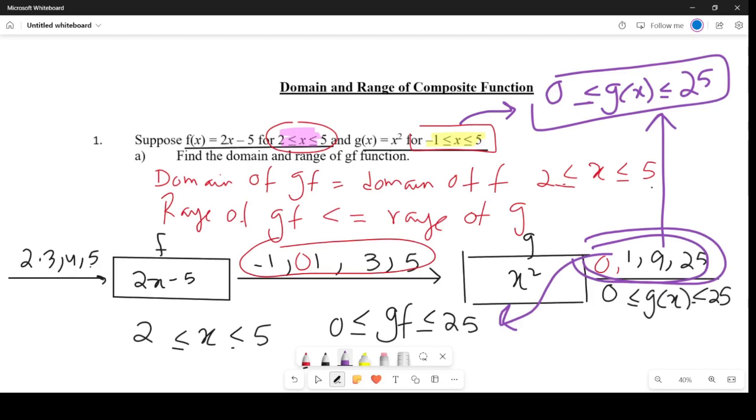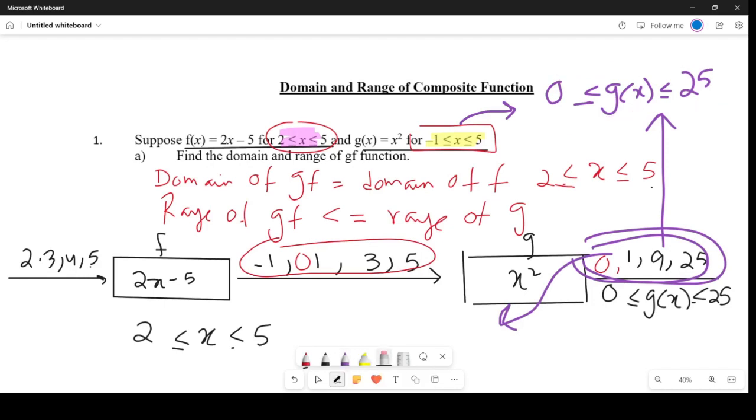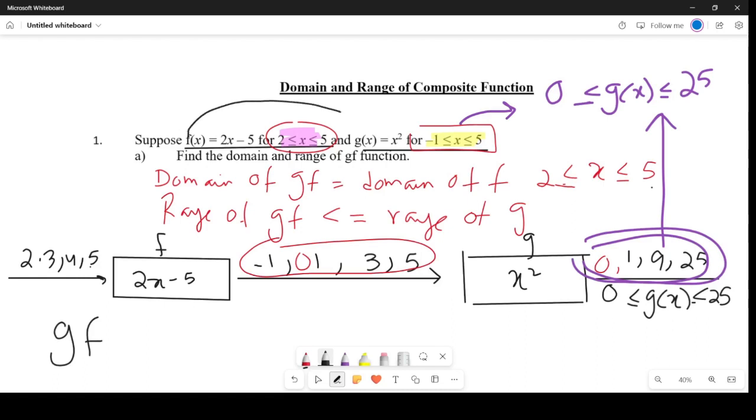There's another way of finding the range of gf. We already know the domain, same as the domain of f. For the range, what do we have to do? First you form the composite function gf. What is going to be the composite function gf? f is fed to g. So the composite function gf is (2x minus 5) whole square. Is that correct? Yep. Okay.